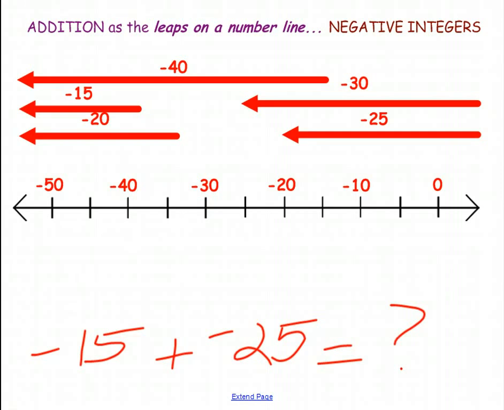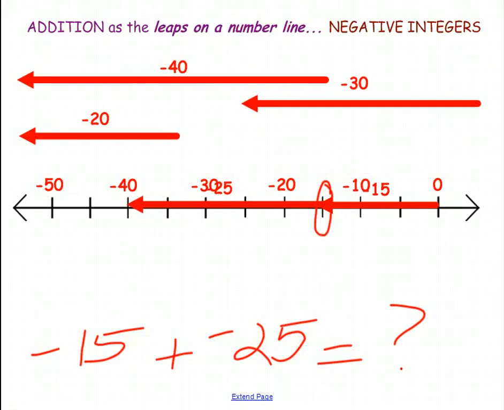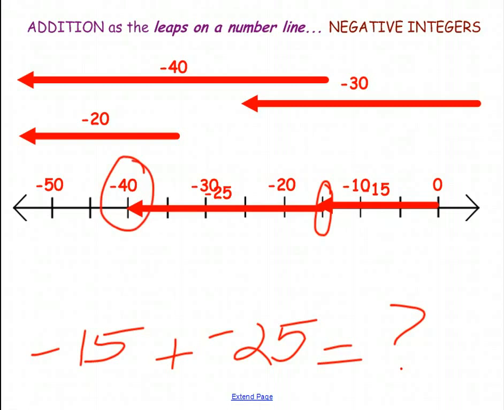Well, if we look at it with negative 15 as starting at 0, jumping down, and starting at negative 15, even though this arrow here is not perfect, and we take another leap of negative 25, we're going to end up right around where perhaps we expect to, perhaps not. This is just the same as negative 40.